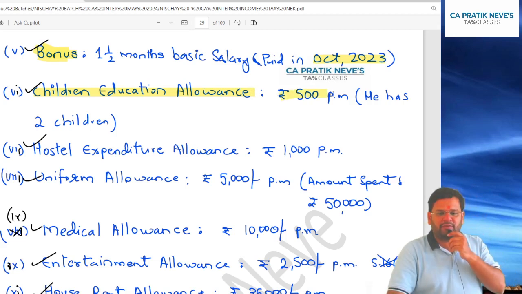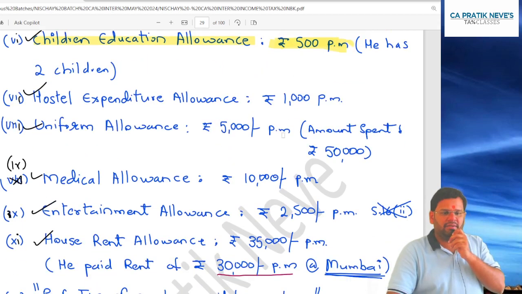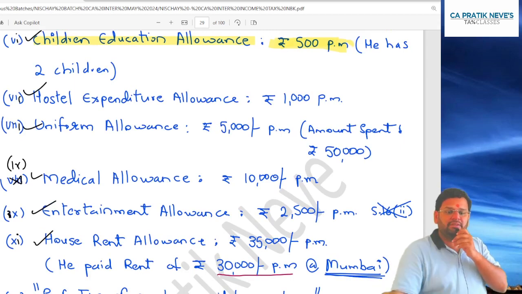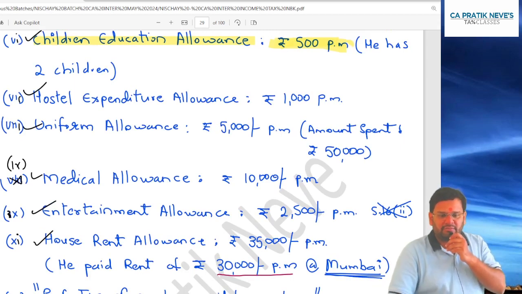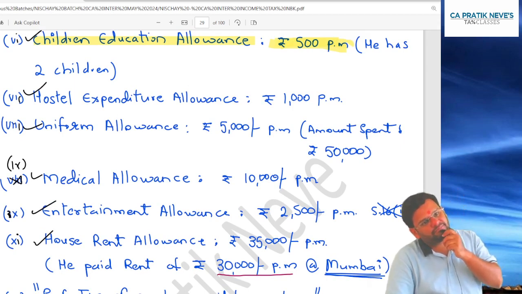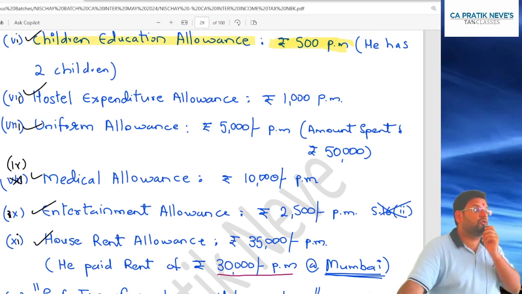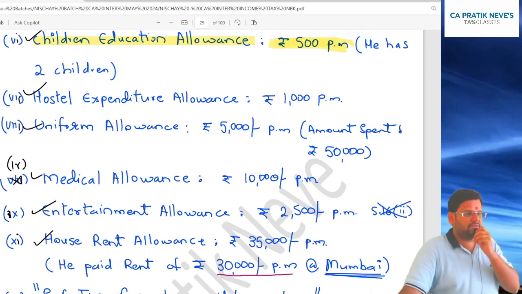Given by employer is 500 per month. Totally given by him is 500 per month, and he has 2 children. Means 500 per month is given, not per child. But exemption will be 100 rupees per month per child, only if you are not going for 115 BAC.